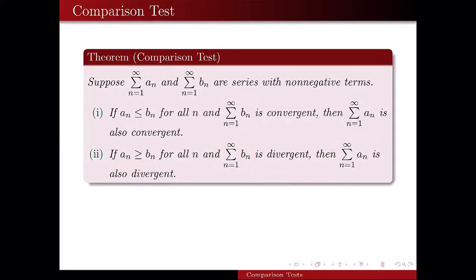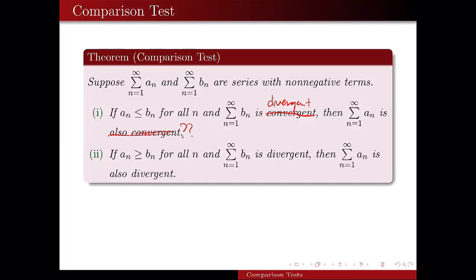But what if the roles are reversed? What I mean here is, what if this guy here, the bigger series, is divergent? Can we conclude anything on the smaller series using this comparison test? This guy here, it will be a question mark.